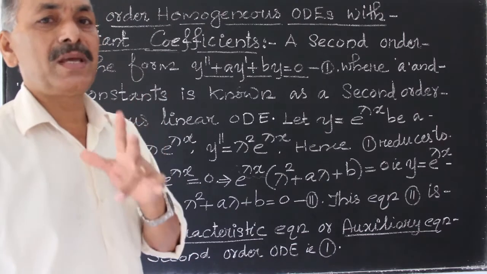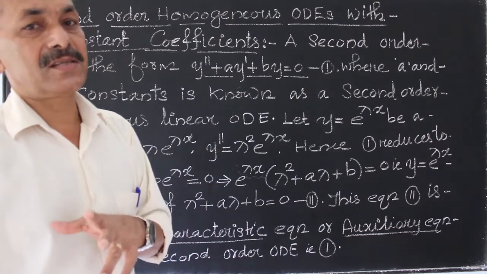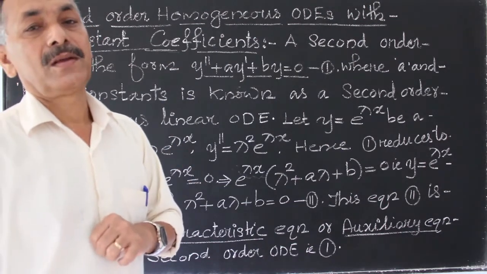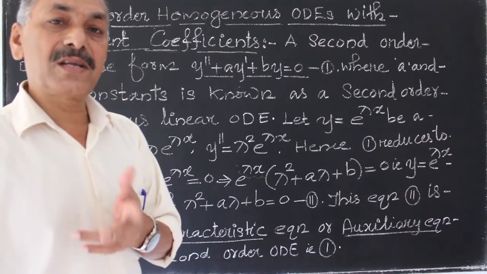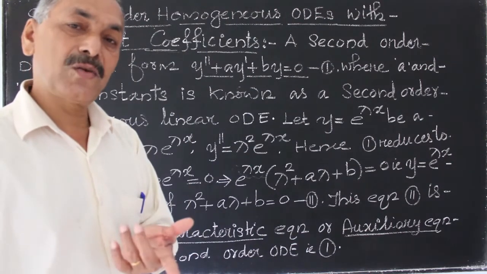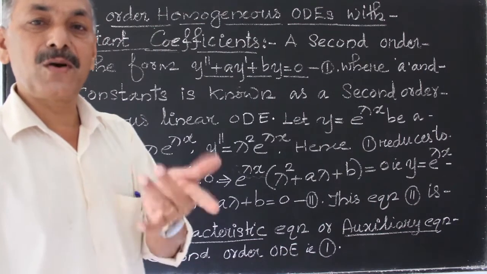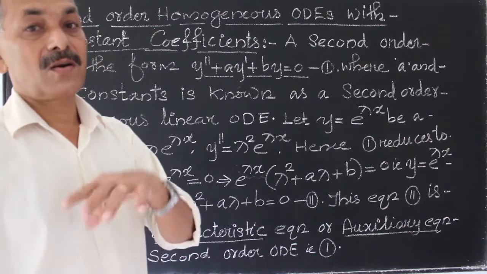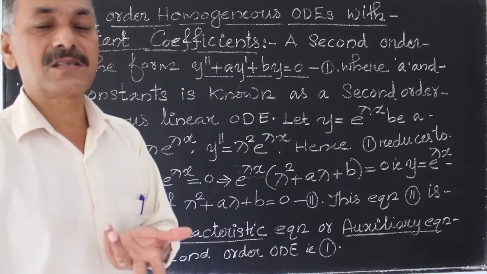That equation should be a second order one. Then homogeneous, that means the right hand side is always equal to 0. Then constant coefficients. A second order linear differential equation is in the form y double dash plus p of x into y dash plus q of x into y is equal to 0. The coefficients are p of x and q of x. With constant coefficients means that p of x and q of x are constants.